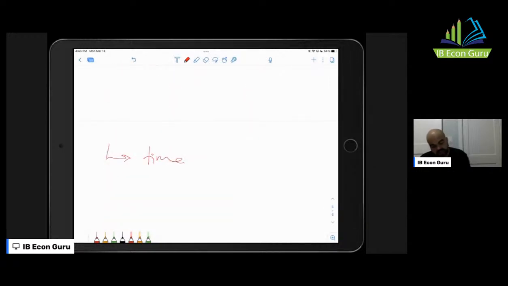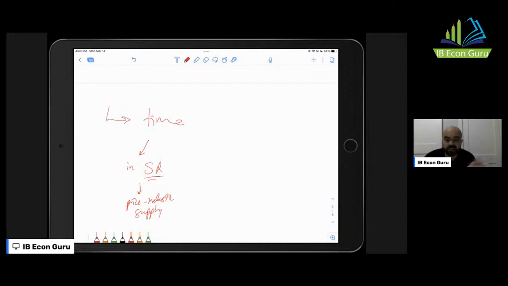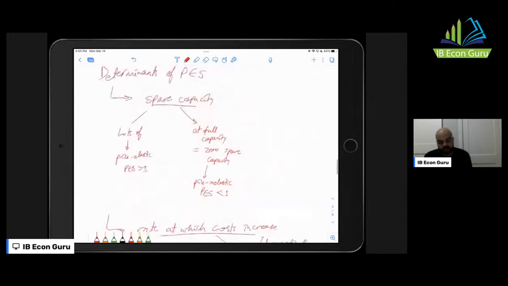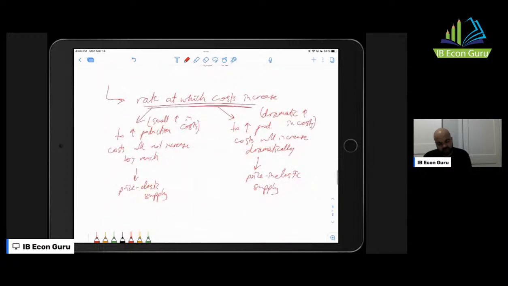Number three is the period of time. In the short run, supply is very price inelastic, because for many products, you can't just increase or change production levels overnight, okay? While in the long run, on the other hand, supply, just like demand, becomes more elastic, okay? PES in the long run becomes greater than 1, while in the short run, PES is less than 1. Okay, so something to think about. So the spare capacity, rate at which costs increase, and period of time.